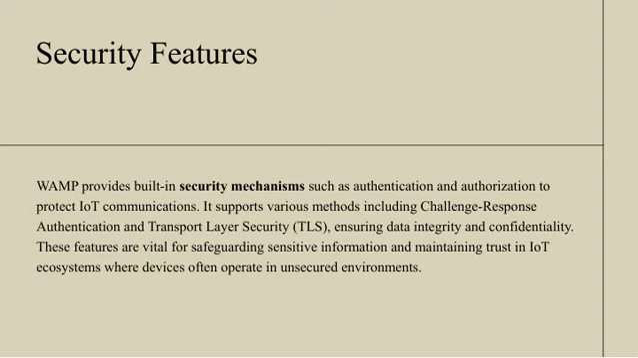One of the key aspects is that it provides built-in security mechanisms, such as authentication and authorization. These are essential for protecting IoT communications, making sure that only authorized devices and users can access the system. WAMP supports various methods to achieve this, including challenge response authentication, which adds an extra layer of verification, and transport layer security, or TLS, which encrypts data during transmission. This encryption is crucial for maintaining data integrity and confidentiality, especially when devices are operating in environments that might be less secure.